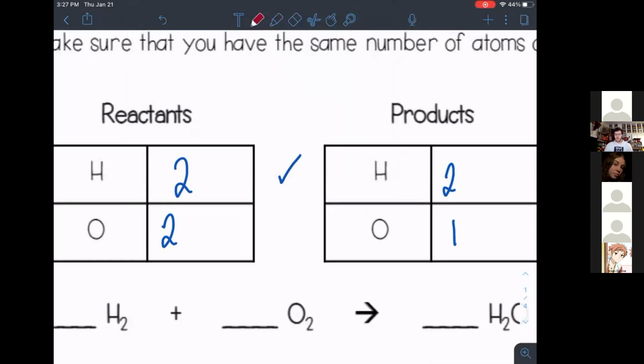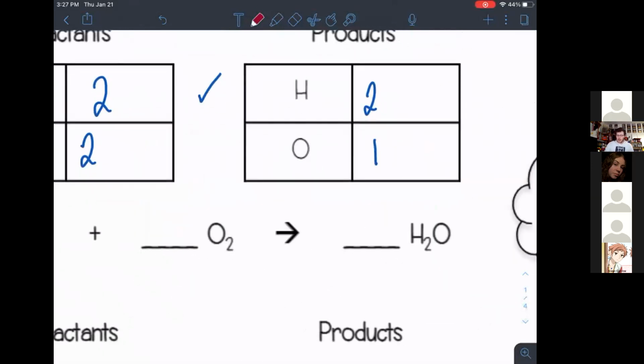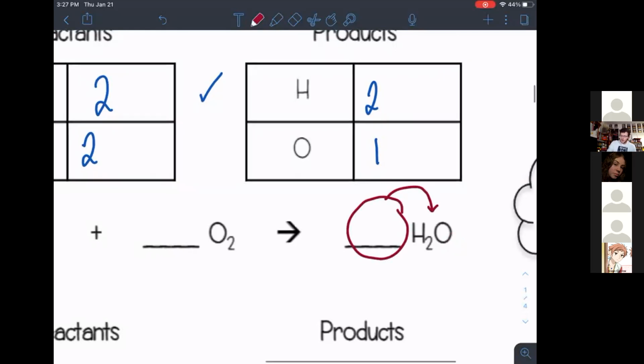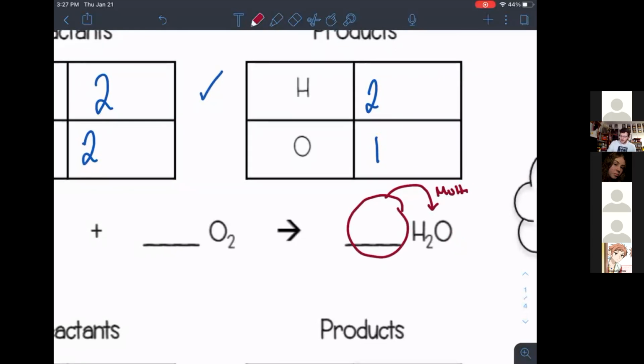In order to change the amount of oxygens, we can't put any numbers down here, because that would change our chemical formula. If we tried to put a 2 there, it would be hydrogen peroxide, which is a very different thing than water. So we can't change this at all, but we can change the number in front. When we put a number in front here, this is going to multiply into this whole thing. So multiply in.